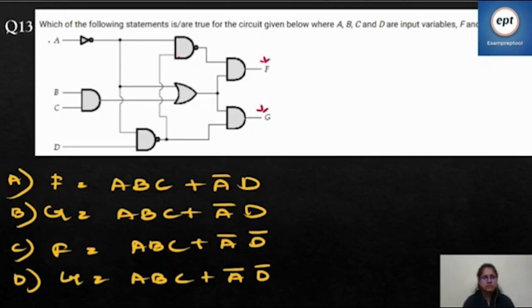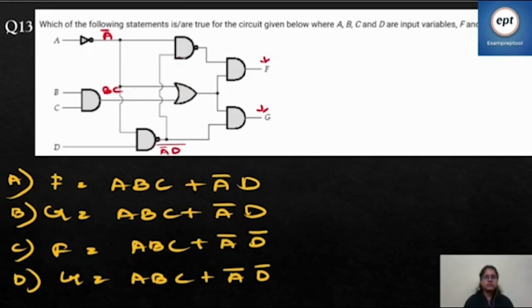So let's see this. This is the input A. Here it will be A bar. Here the output will be BC. And now if you see that this is connected with this, the output here will be, so this is the output A bar and here D. So the output will be A bar D, and this bar because of NAND.